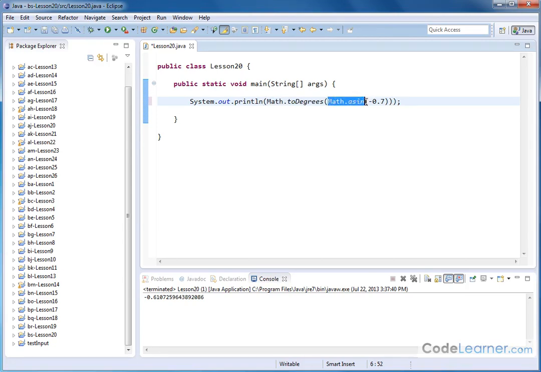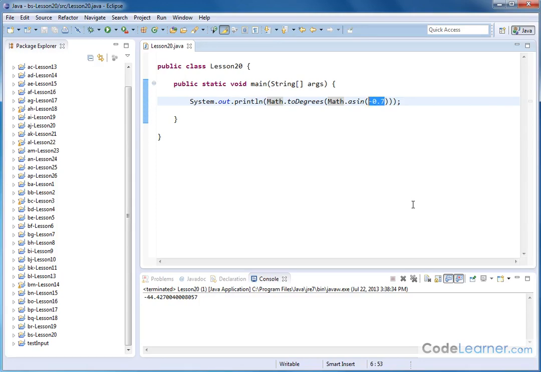So the inverse sine, arc sine, of -0.7 is right here, and that is sitting inside of the parentheses for the conversion to degrees. So now as I run this guy, that corresponds to -44 degrees.